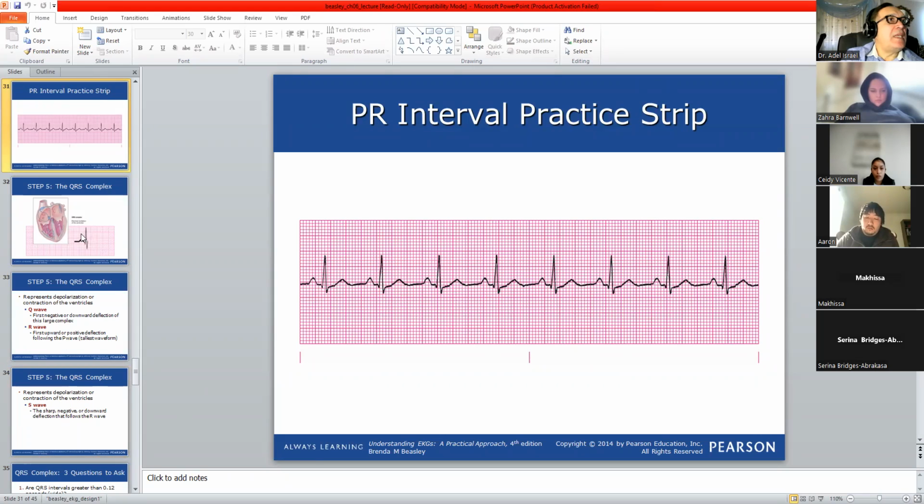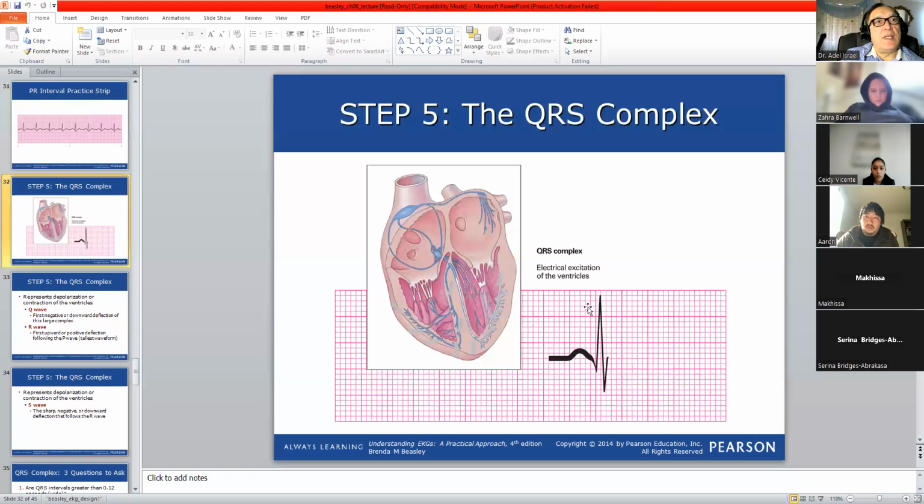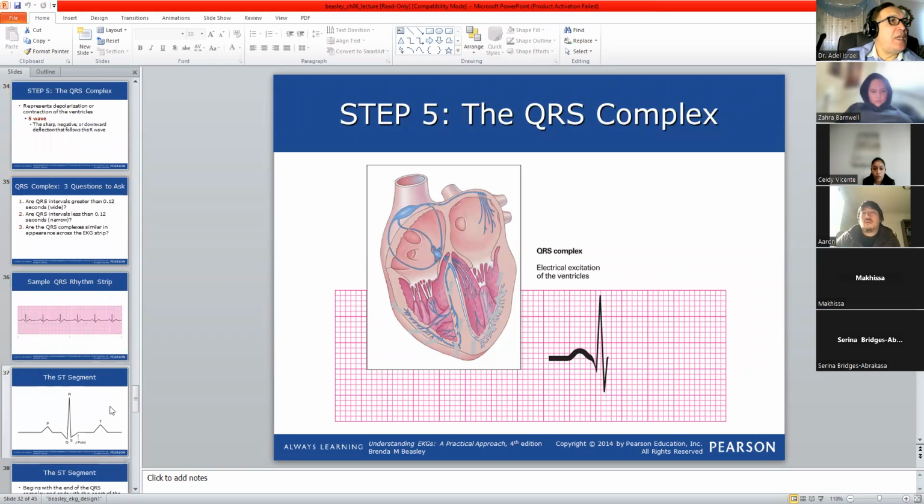The QRS, as you remember, looks like here. As you see, it should be less than 3 small squares, and it represents the contraction of the ventricle. If we count the number between the Q and the end of S, and we find that it is less than 3 small boxes, this means we give it a name. What is the name? Narrow.